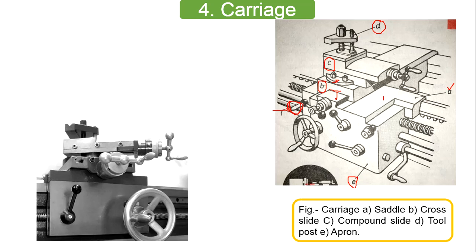And on the front side of the carriage we have the apron. It contains a mechanism that is called the apron mechanism, which is used for giving the automatic feed to the lathe machine or for thread cutting purposes.